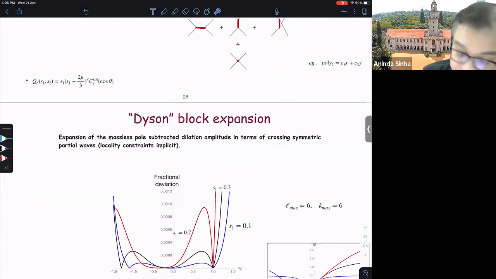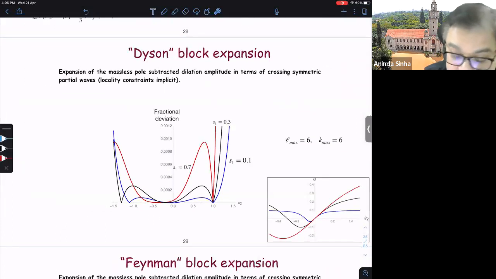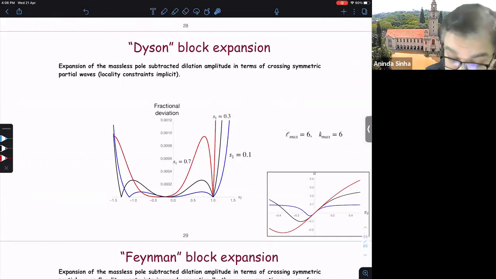And then you can do some sanity checks. You can ask, let's compare the Dyson block expansion with the exact answer. And in fact, the convergence is extremely good. You just keep 6 spin partial waves, and only a few terms in the poles. It converges very quickly. This is a fractional deviation, so it's a sub-percent agreement with the exact answer.